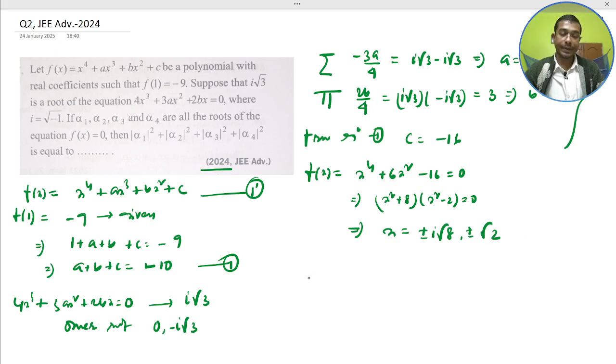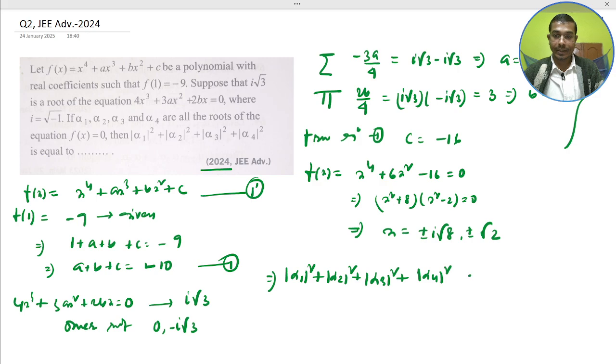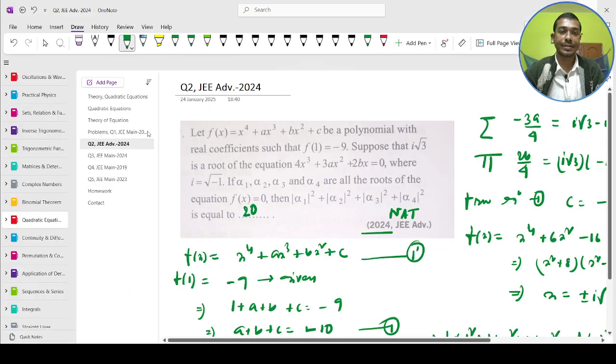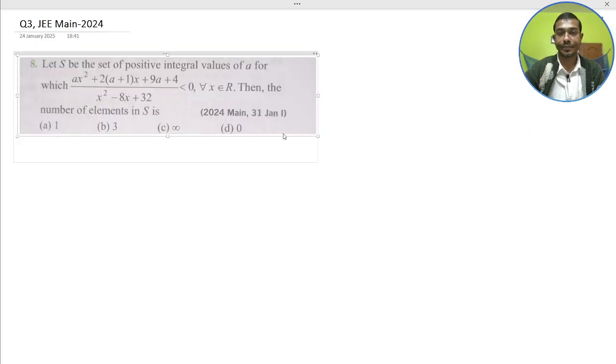So we have to find the combination of the 4 roots: mod alpha 1 square plus mod alpha 2 square plus mod alpha 3 square plus mod alpha 4 square. That sum is 20. This is a NAT type question, numerical answer type. You just write here 20. 20 would be the answer. Go ahead.